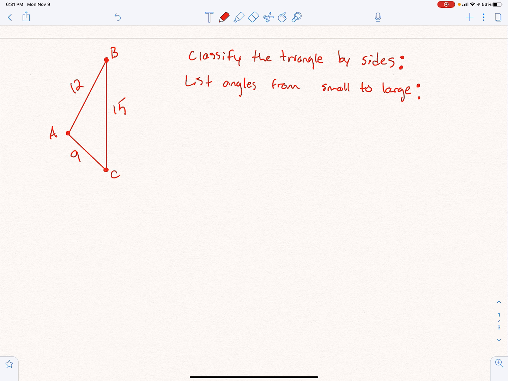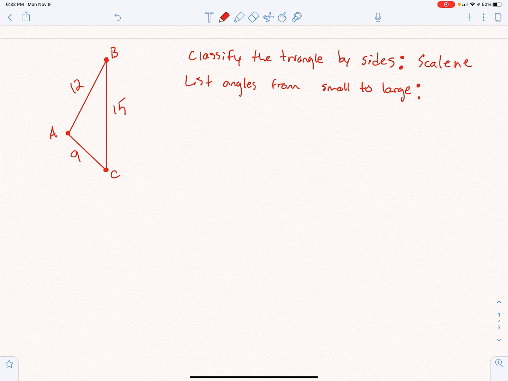The first one is classify the triangle by its side. Well, we know when we're talking about classifying the triangles by its sides, it's either equilateral, scalene, or isosceles, and that's based on the sides. So we got 12, 15, and 9. So those are my three side lengths. Well, those are all different numbers. If all three numbers are different, all three sides are different, which means this is a scalene triangle.